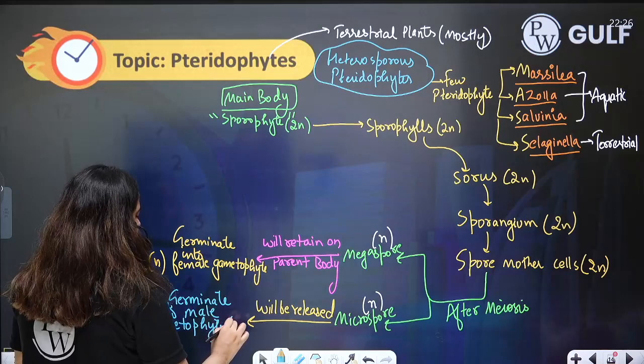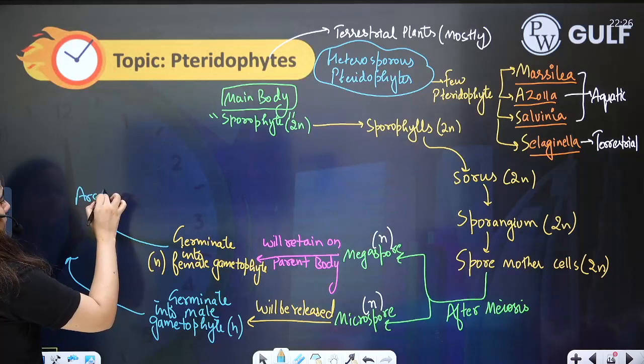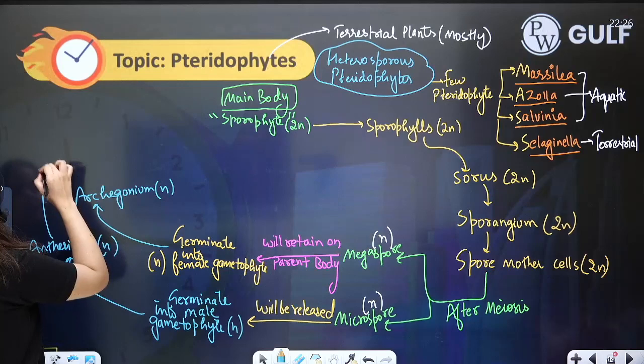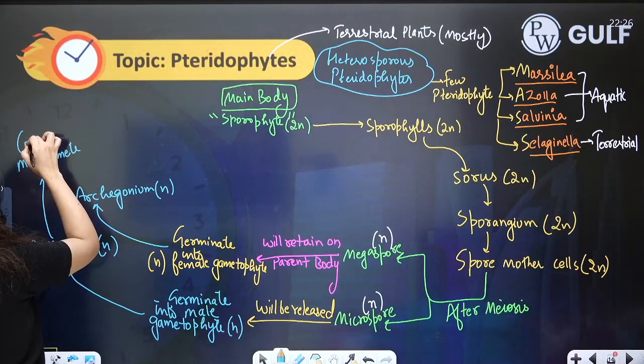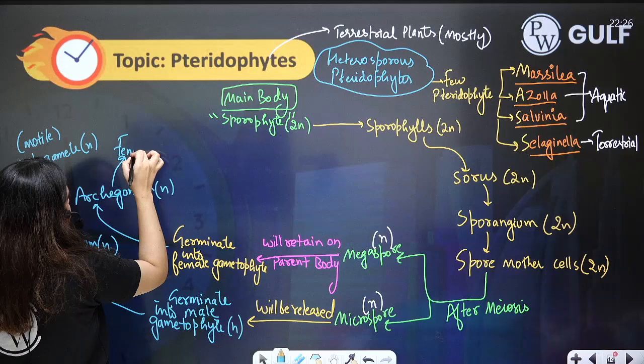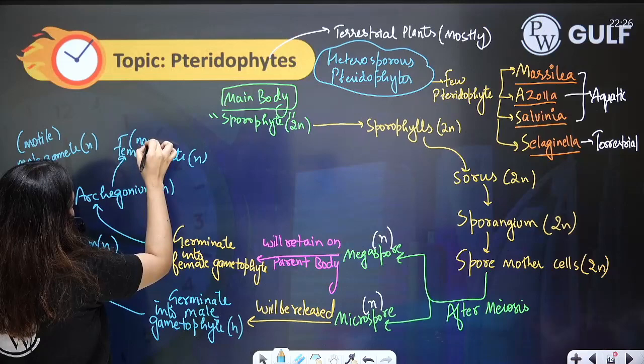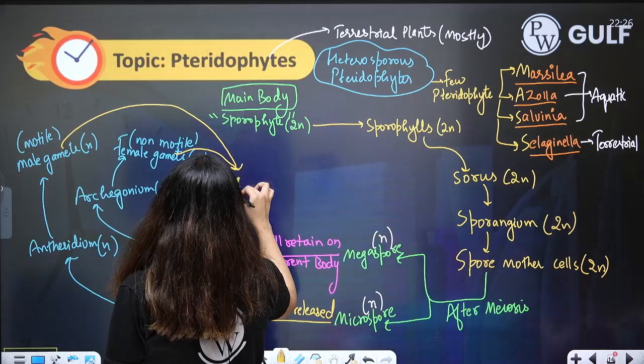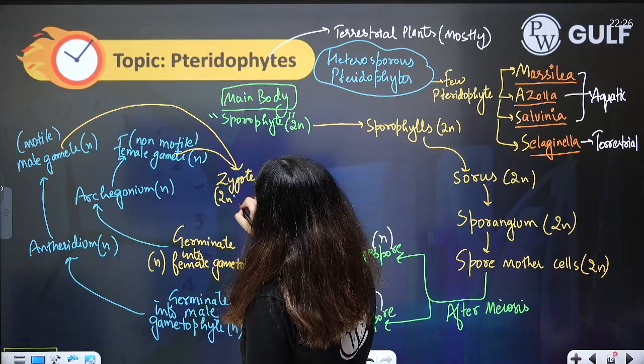The female gametophyte has archegonium and it has antheridium. Right, antheridium will form male gamete, which is motile, and archegonium will produce female gamete, which is non-motile. So what happens here is, they will fuse, zygote will be formed. Zygote, then embryo, and then the main body.